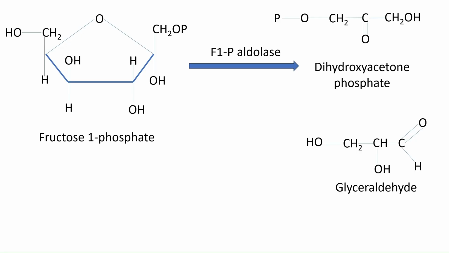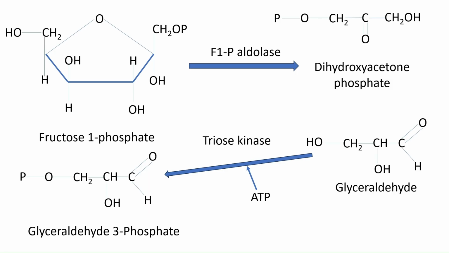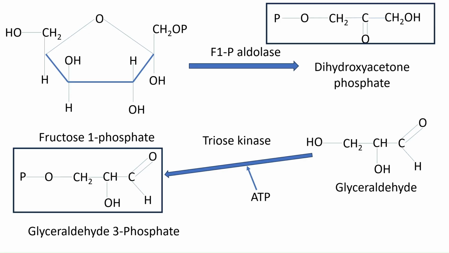Now glyceraldehyde is further phosphorylated by enzyme triose kinase using ATP to give glyceraldehyde 3-phosphate. Now if you remember from yesterday's video, both of these compounds, dihydroxyacetone phosphate and glyceraldehyde 3-phosphate, are intermediates in glycolysis pathway and they can directly enter glycolysis.